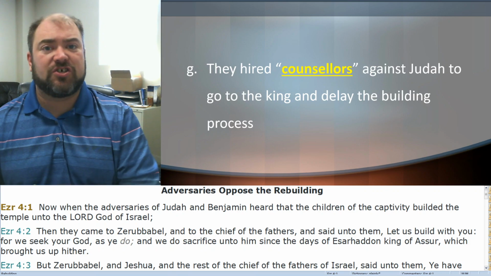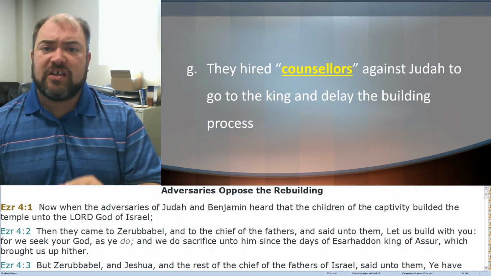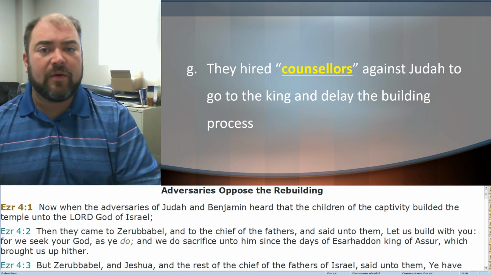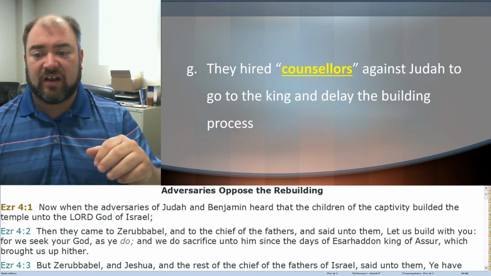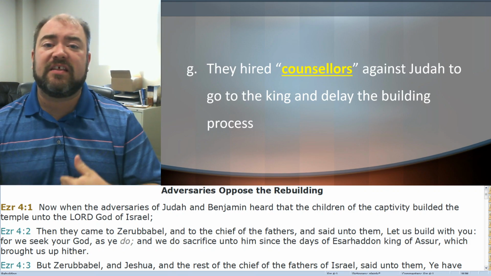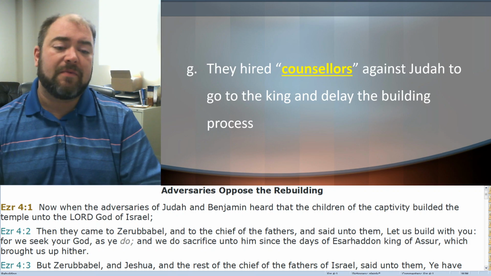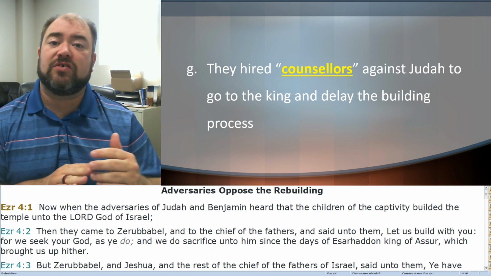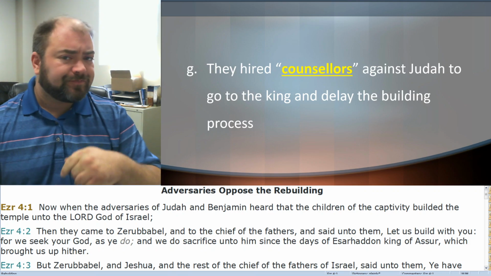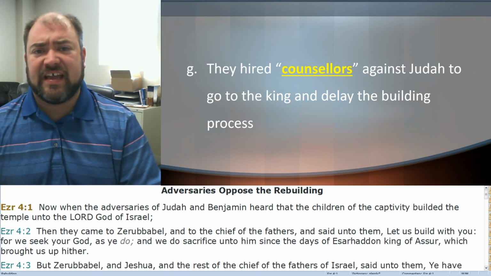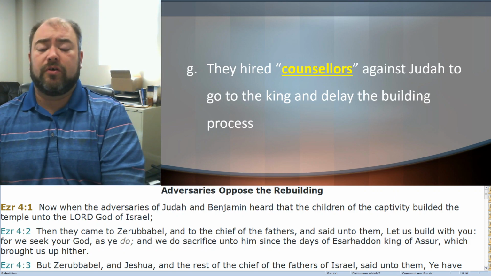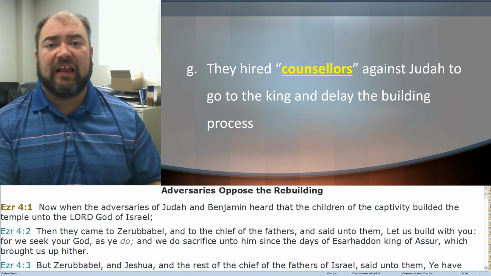They hired professional counselors to go to the king and to lie about what they were doing, to lie about who they were, to lie about all their past. They were going and building these lies, building all this stuff up to help delay the process so that they would not be able to build what they wanted to build. So they've hired these counselors, and these counselors are going to take a little bit of truth and pile a whole lot of lie on.